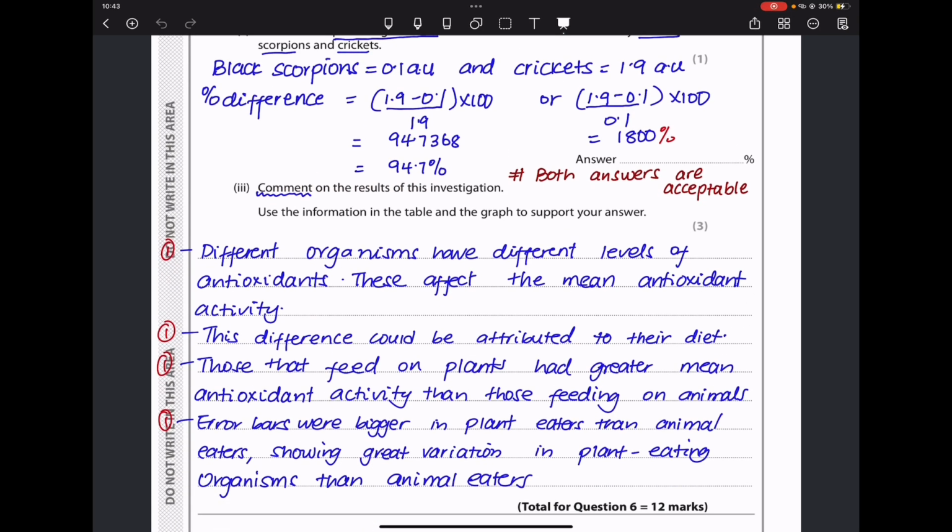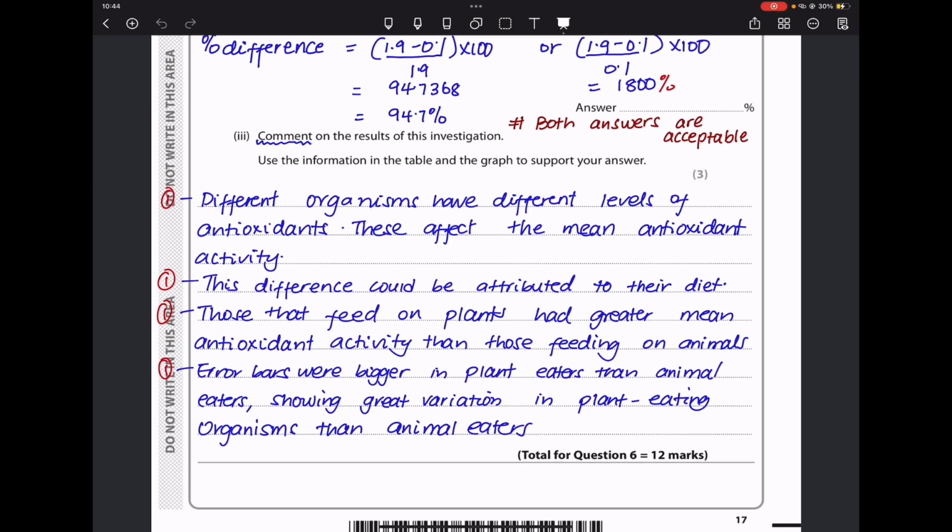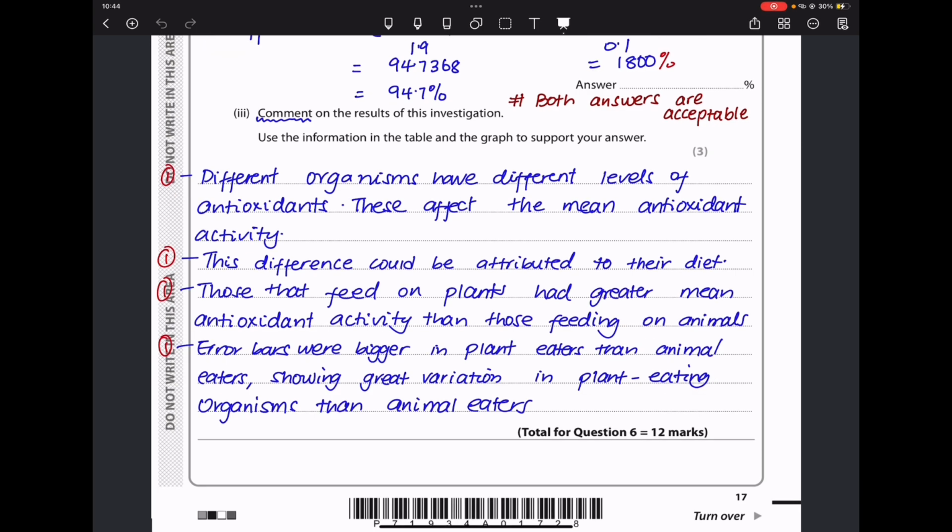They want you to use the information from the table and the graph to support your answer. From the graph, because different organisms had different mean antioxidant activity, those different organisms had different levels of antioxidants. The difference could be attributed to their diet. Those that feed on plants had greater mean antioxidant activity than those feeding on animals. They included error bars that show the results were repeated. However, the error bars were bigger in plant eaters than animal eaters, showing greater variation in plant eating organisms than animal eaters. And that means there were different compounds in the different plants that were consumed.